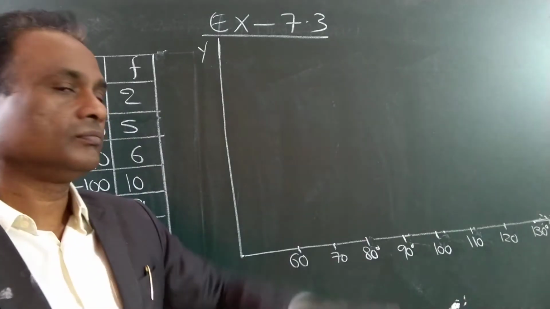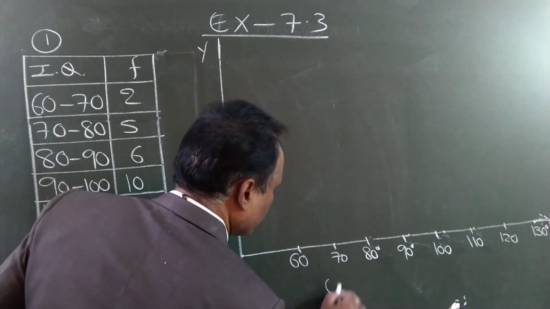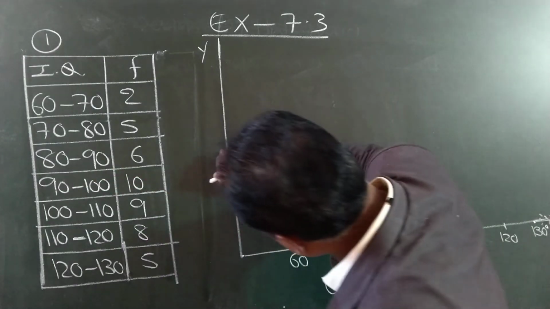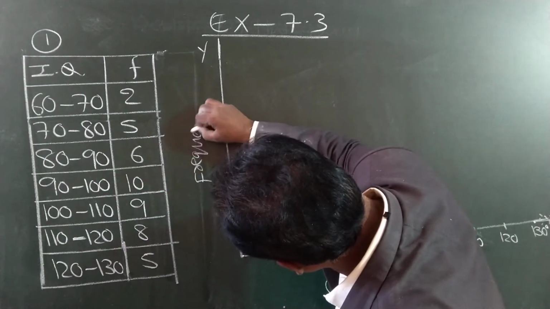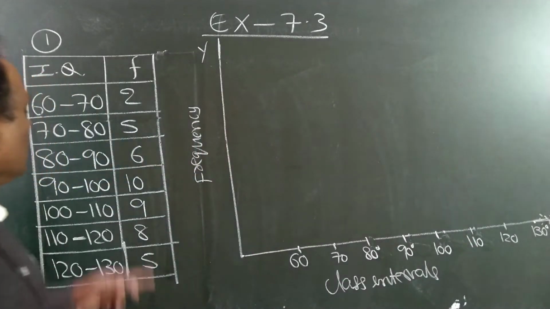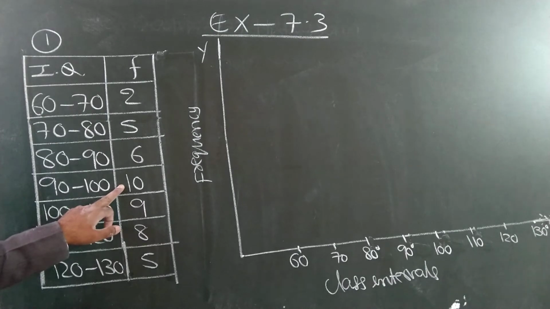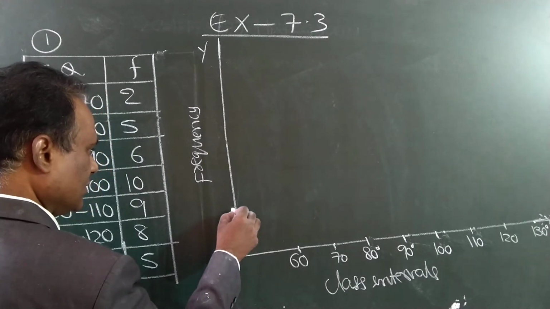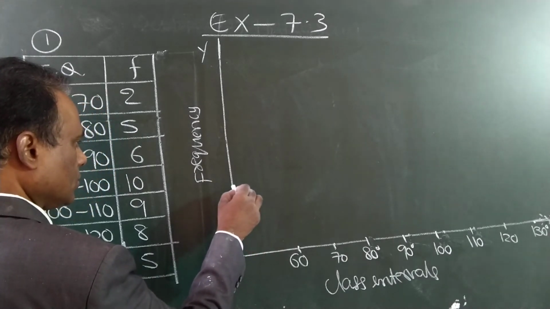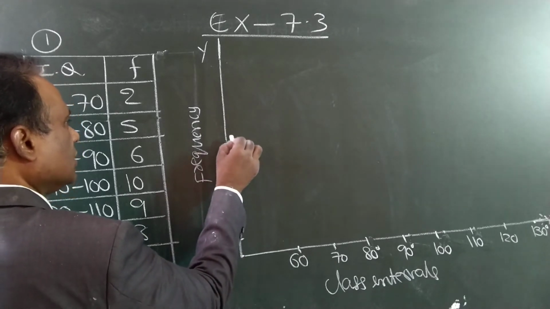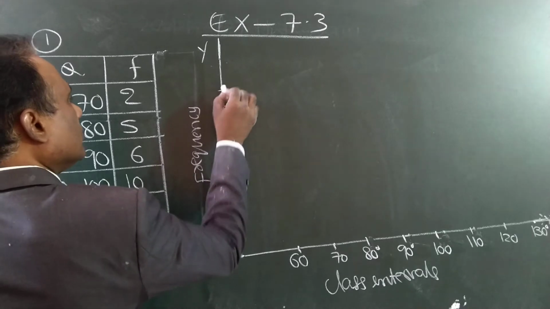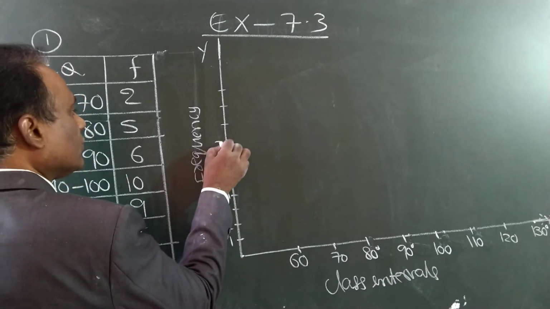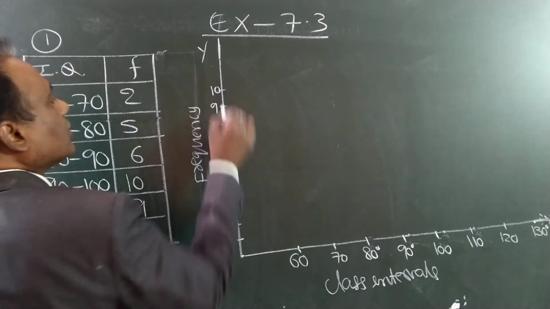Class intervals here, frequencies here. We have up to a maximum of 10, so I will take 1, 2, 3, 4 like this, up to 10.